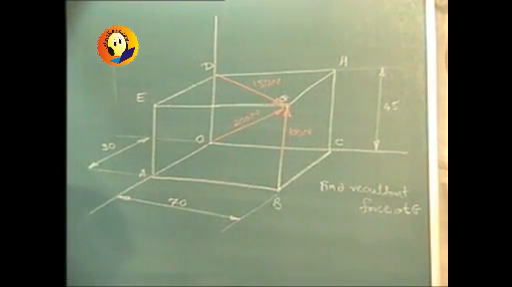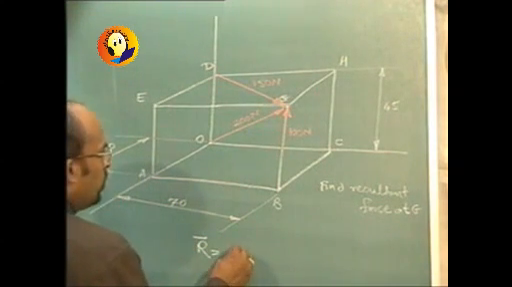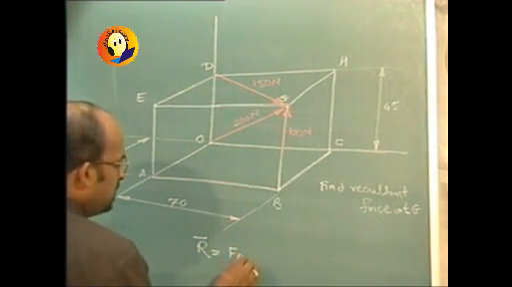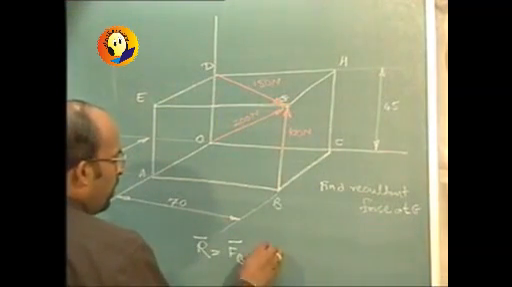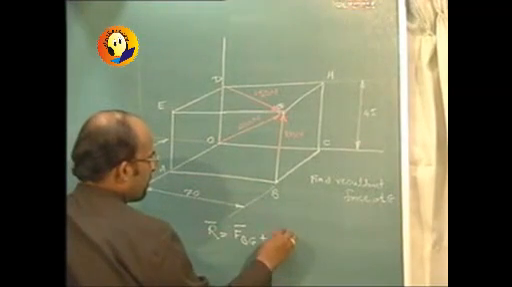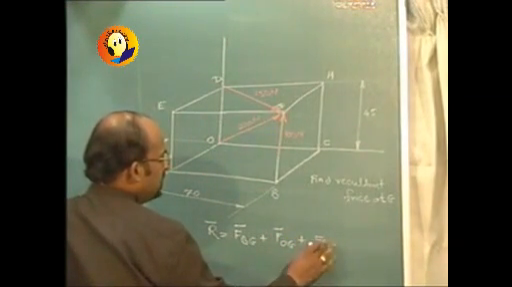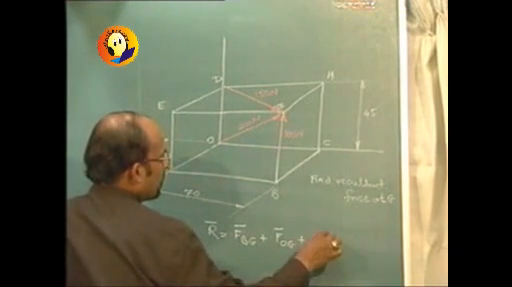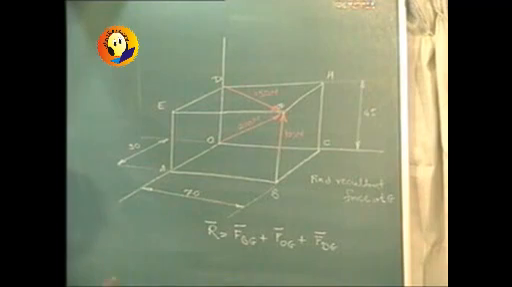We are going to consider the resultant R bar, which is going to be F_BG bar. Here the names are important, it is from B to G, plus F_OG bar plus F_DG bar. So three vectors are to be found out, and for that let us write down the coordinates.